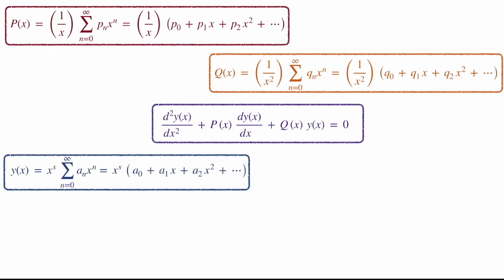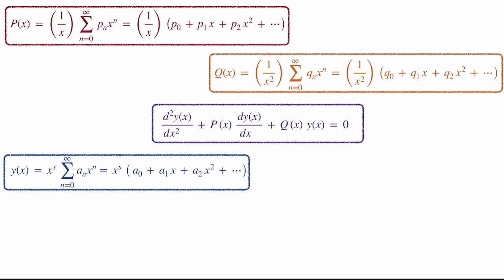In this case, we are assuming the solution of the form y of x is equal to x to the power s, sum n going from 0 to infinity a_n x^n, explicit x to the power s into a0 plus a1 into x plus a2 x squared, and so on. This we substitute in this differential equation and try to find out the s and coefficients a0, a1, a2, etc.